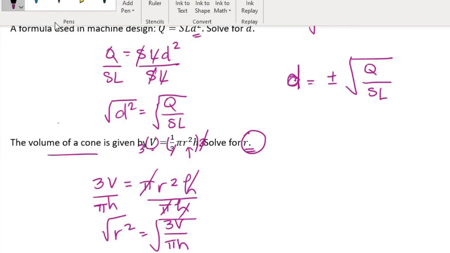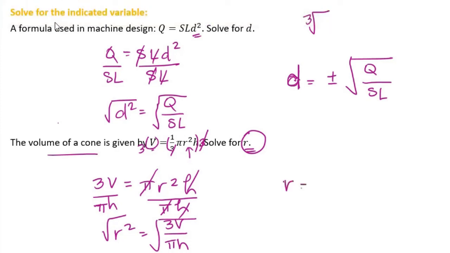Again, because I am absolutely certain here that the negative value has no literal meaning, has no physical meaning, I'm going to give the answer as the square root of 3v over pi h. But if you're given no other information, a good rule of thumb is to give both the positive and the negative as your solution.